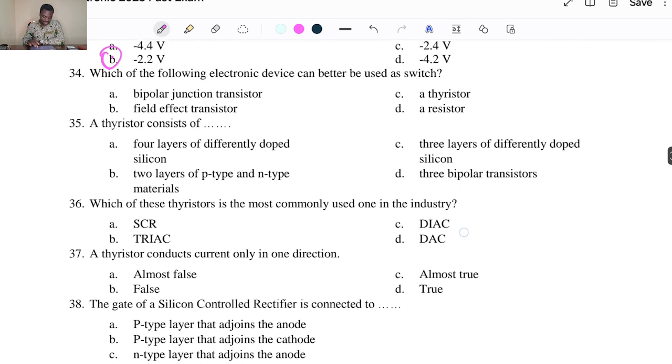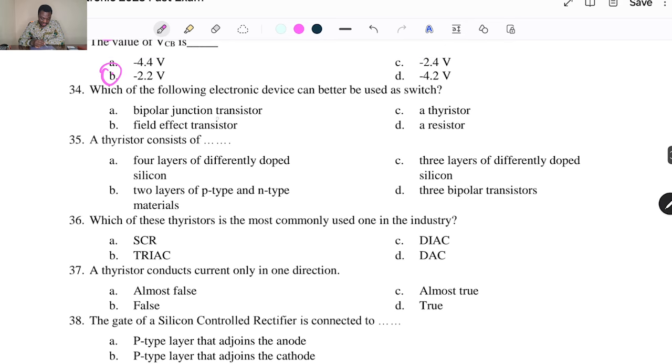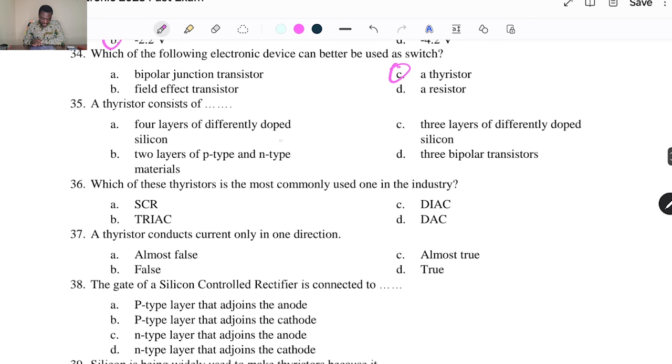Now moving to question 34. Which of the following electronic devices can better be used as a switch? When you talk about a device that can be used as a switch, it's going to be a thyristor. So we have C. The thyristor consists of what? Four differently doped silicon layers, right? So the answer is going to be 4.